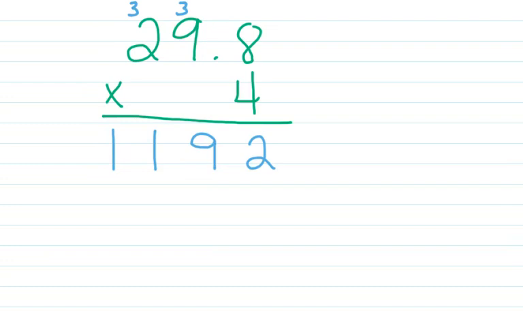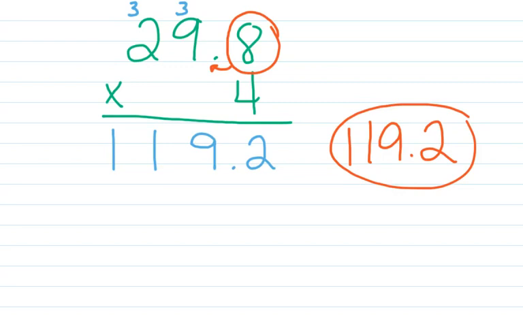So I get 1,192, but because I've got this tenths here, I need to bring my decimal over 1 here, so that my answer also has one number after the decimal, just like this problem has one number after the decimal. So my answer would be 119 and 2/10. I hope this is making sense, learners. Really all we're doing is multiplying as we have been, but because one of our problems has one number after a decimal, we have to transfer that to our answer as well.